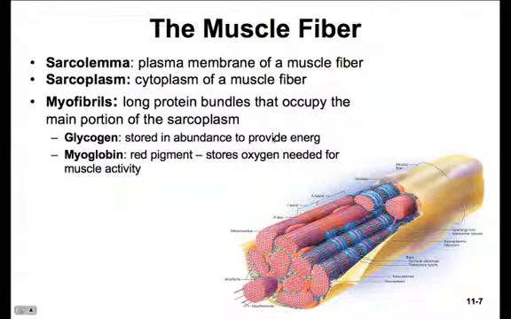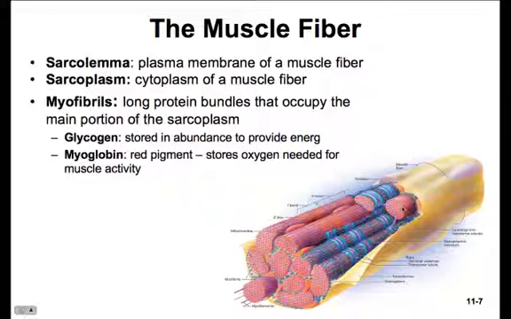In order to understand muscle function, we have to know how the organelles and the macromolecules of a muscle fiber are arranged. Perhaps more than any other cell, a muscle fiber exemplifies the saying that form follows function. The plasma membrane of a muscle fiber is called the sarcolemma. Sarco is going to come up over and over. Sarco applies to muscle. The sarcoplasm is the cytoplasm of the muscle fiber.